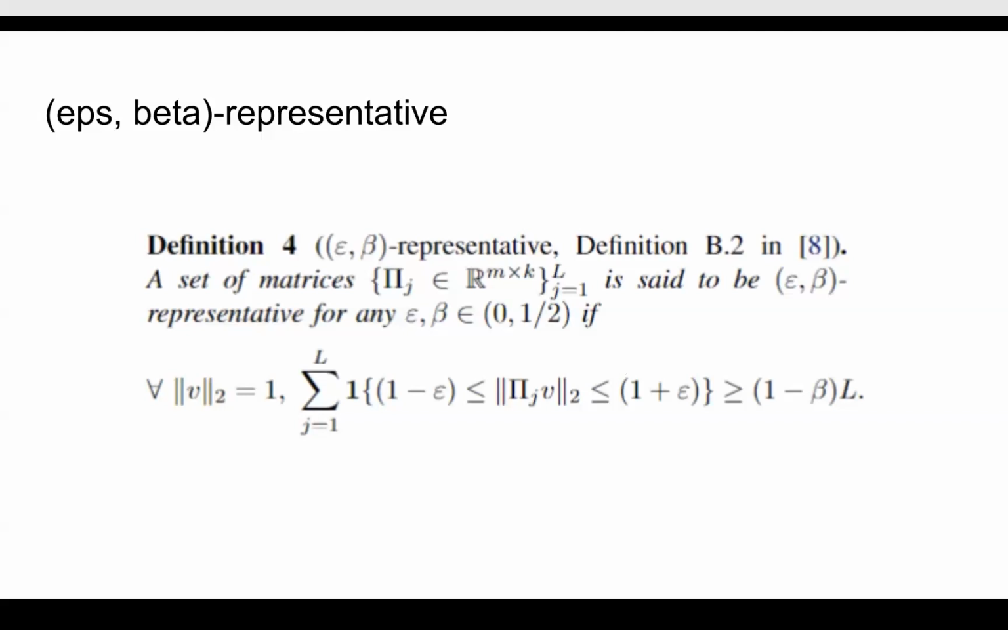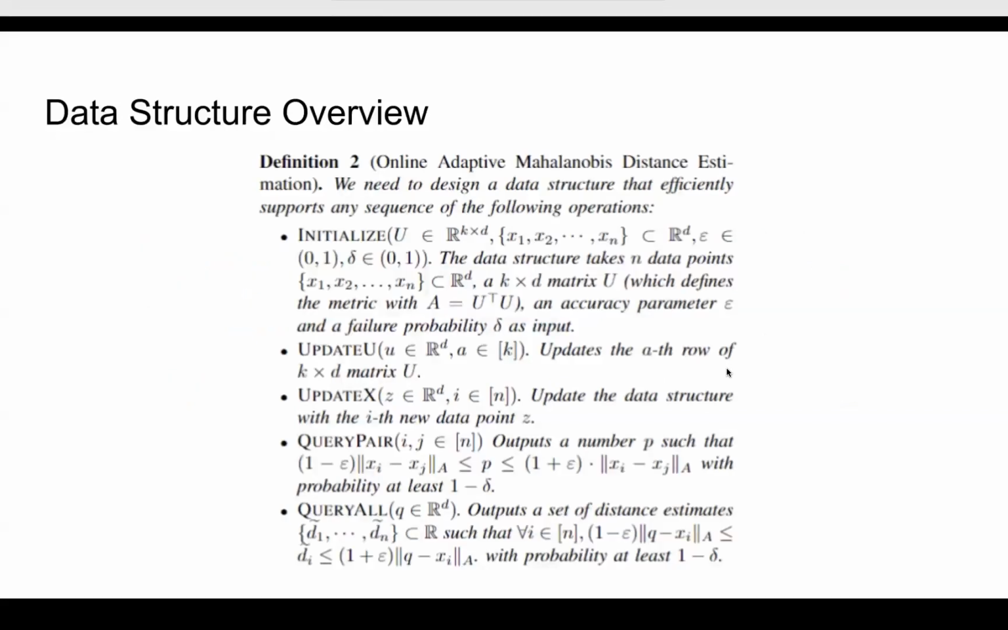If a set of matrices satisfies this definition, it implies that for any unit vector v, most of the projections phi j multiplied by v approximately preserve its length. Later, we will use this definition to prove our algorithm. So we want our data structure to satisfy the following APIs.